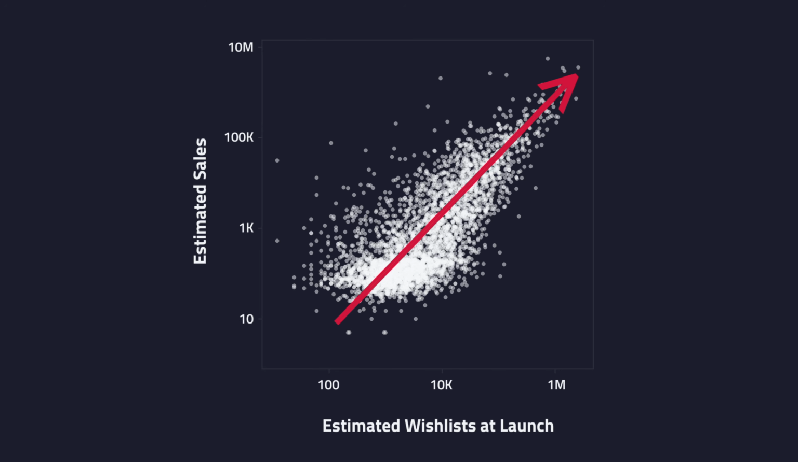Now certainly above 10,000 wishlists at launch, fantastic. Estimated number of sales seems to be quite high. But for the majority there is still a lot of variation, even for those below 10,000 wishlists.